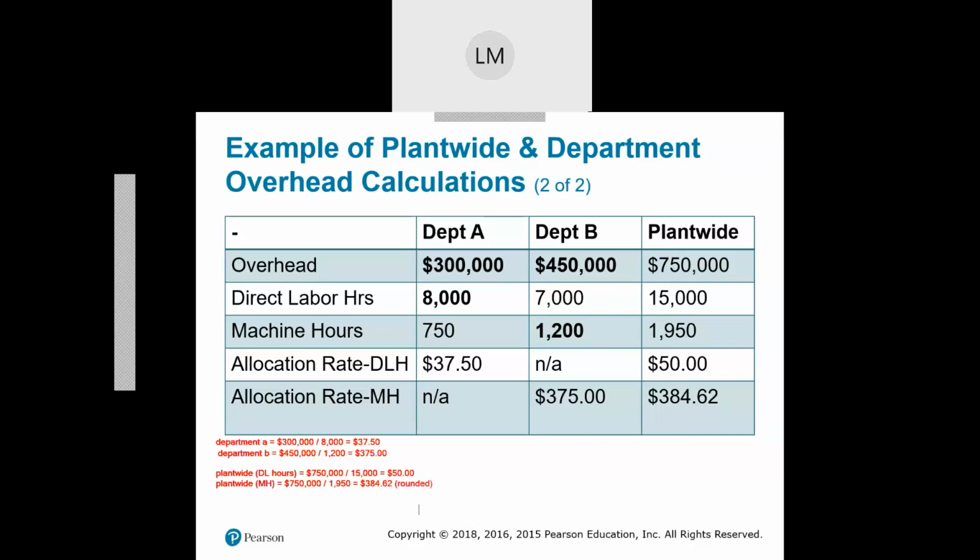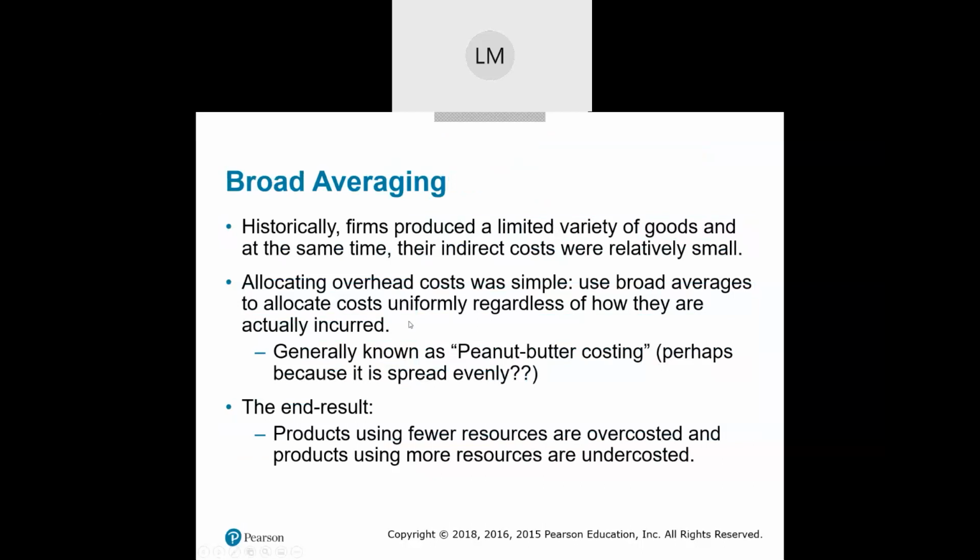Okay, so now let's take a look at a few things before we come back to finishing out an example of what we just saw when we computed those rates. Broad averaging. When we talk about broad averaging, we're talking about peanut butter costing. And your PowerPoint says here, because it spreads evenly, no clear reason why it became peanut butter costing.